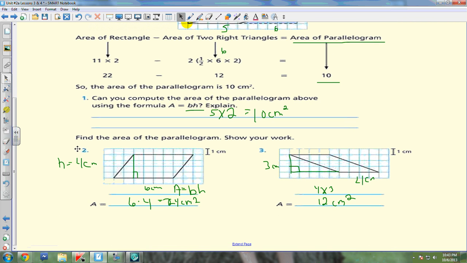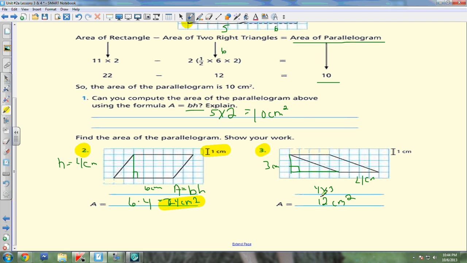Number 2, it says find the area of the parallelogram, show your work. Again, using the formula, and let's go ahead and do number 2 in your notebook. Draw this shape, and here's this height that you're always trying to find, 90-degree angle, base times height, 1, 2, 3, 4, 5, 6, and each unit is 1 centimeter. So the base would be 6, the height would be 1, 2, 3, 4. So 6 times 4 is 24 centimeters squared.